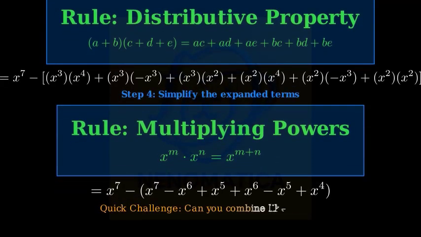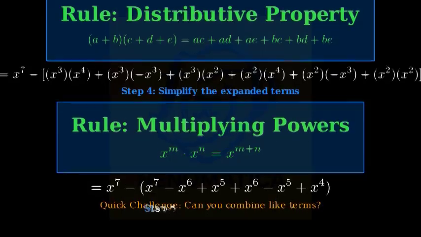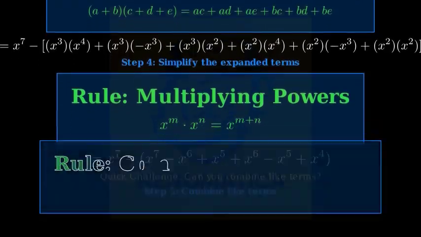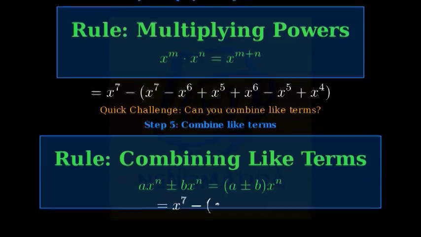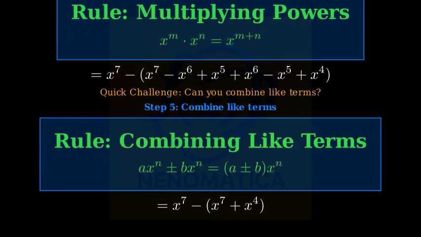Now, let's combine like terms within the parentheses. We have x to the seventh, 4x to the sixth. We have negative x to the sixth plus x to the sixth, which gives us 0. 4x to the fifth. We have x to the fifth minus x to the fifth, which also gives us 0. And we still have x to the fourth. So within the parentheses, we're left with x to the seventh plus x to the fourth.